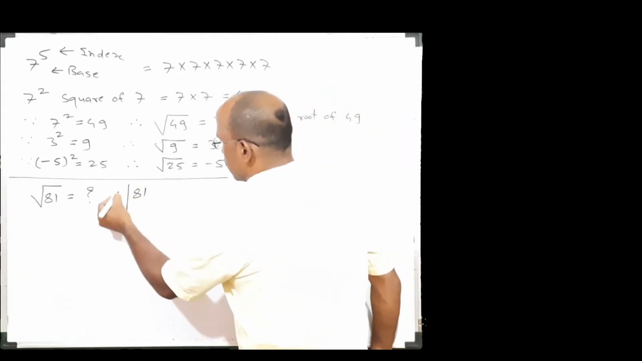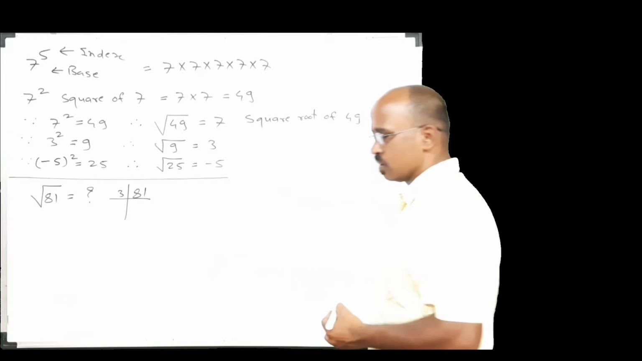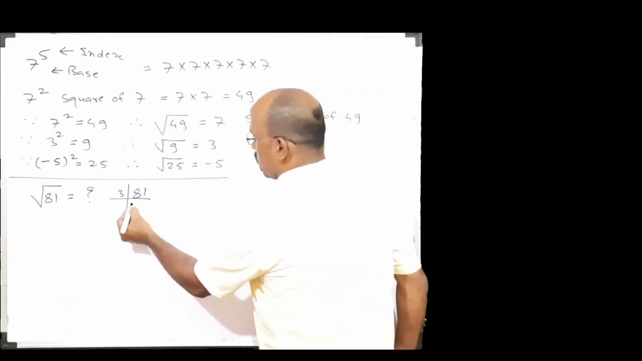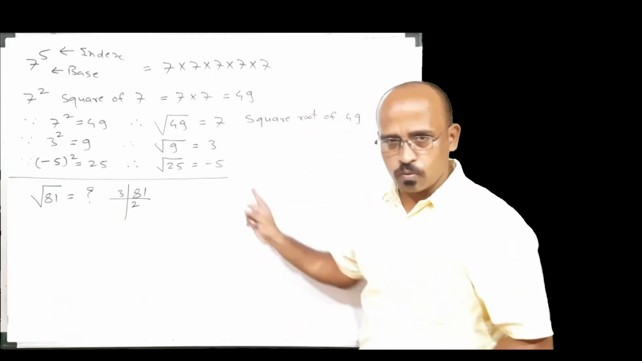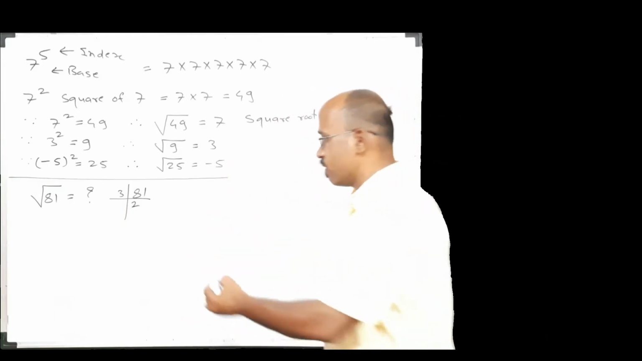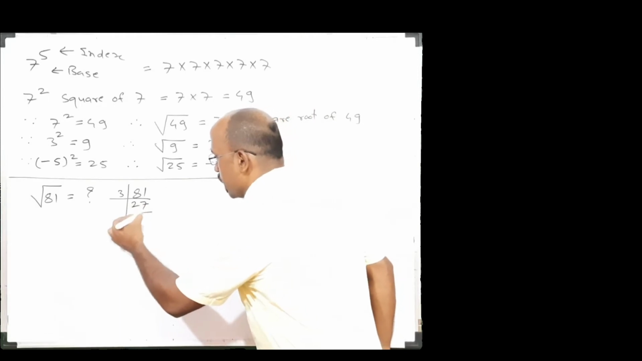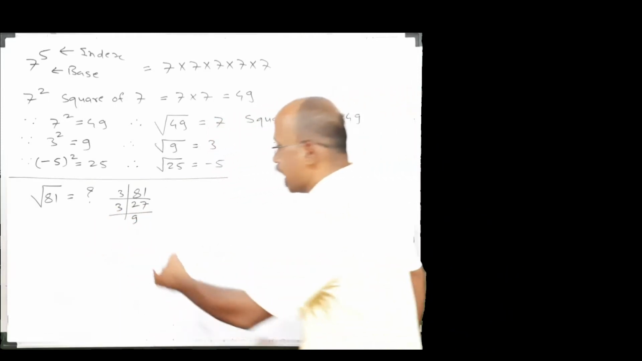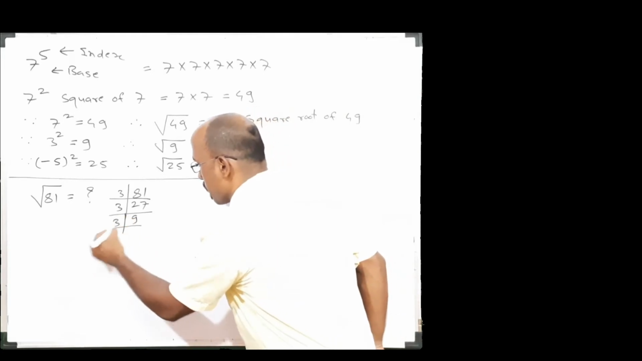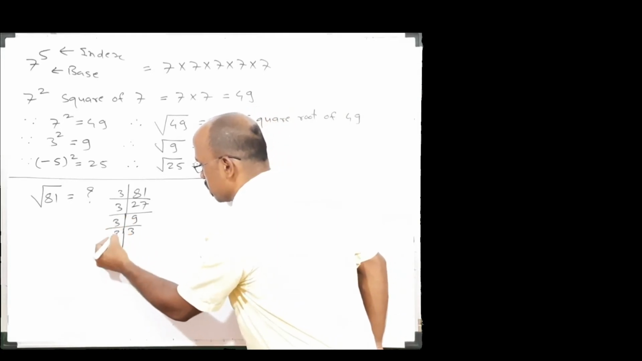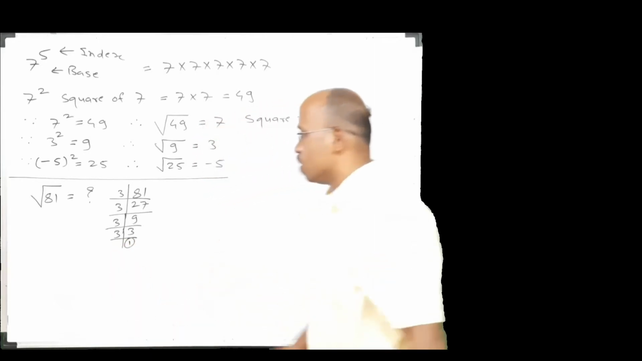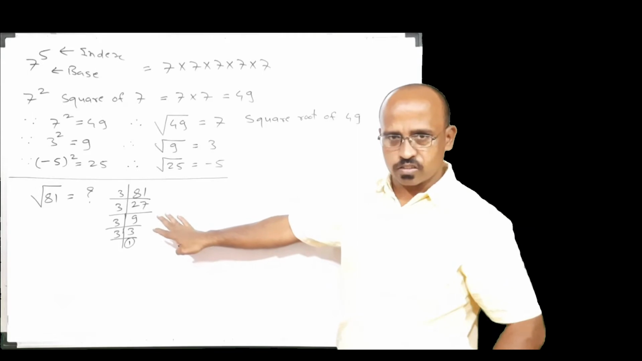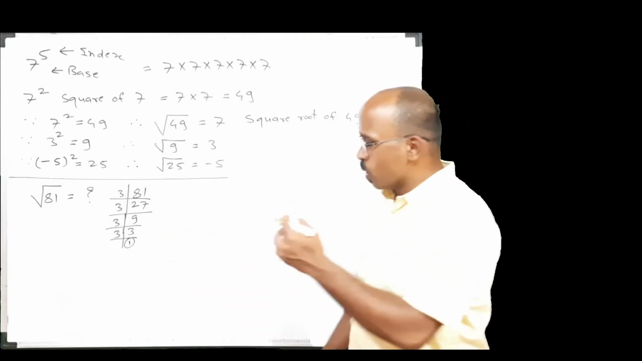81 is divisible by 3, since 8 plus 1 is 9. If we divide it by 3, 3 2s are 6, 2 is the remainder, 1 on it, 21, 3 7s are 21. 27 is divisible by 3, 3 9s are 27. 9 is divisible by 3, 3 3s are 9. 3 is divisible by 3, 3 1s are 3. So here our factorization ended.